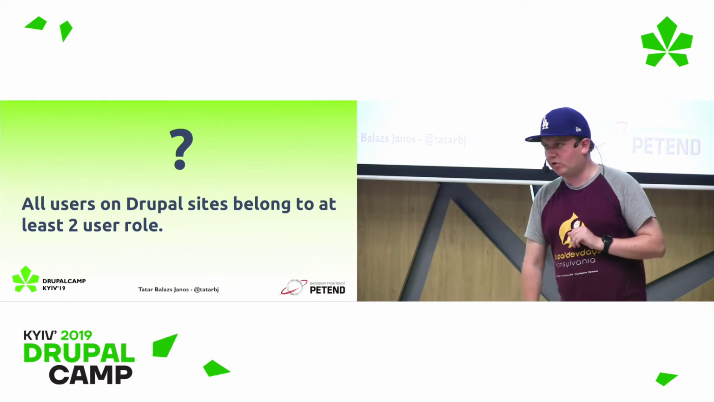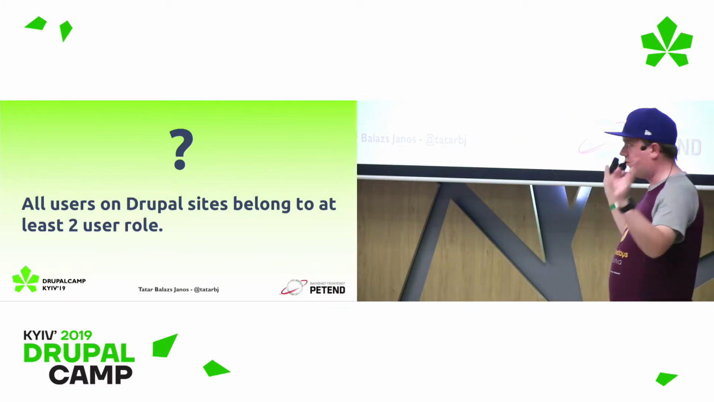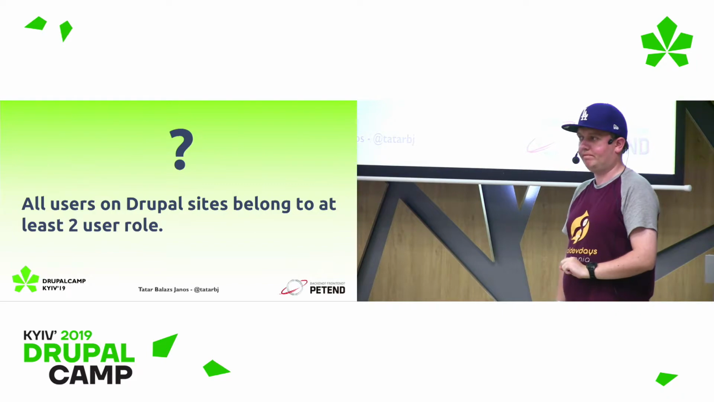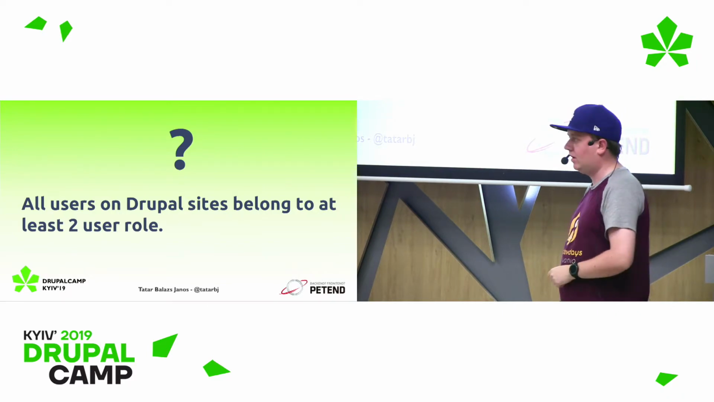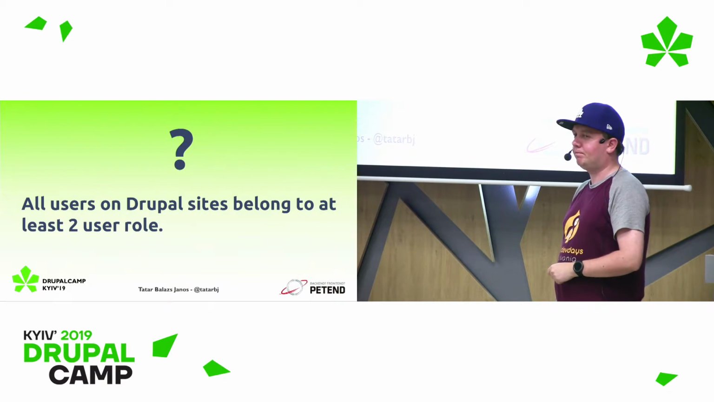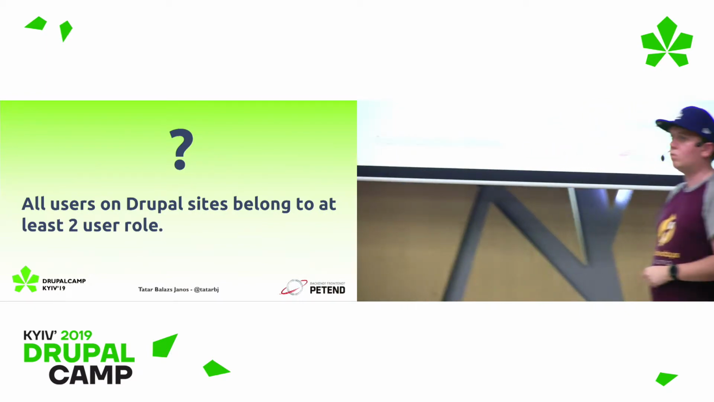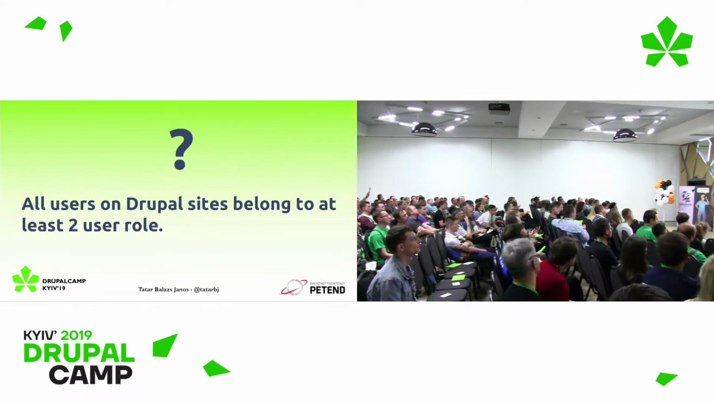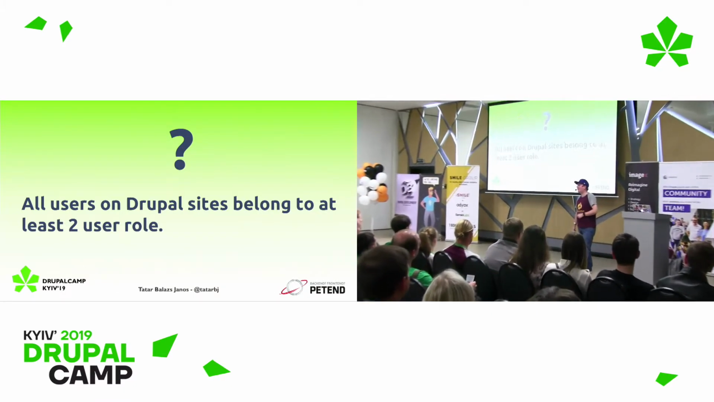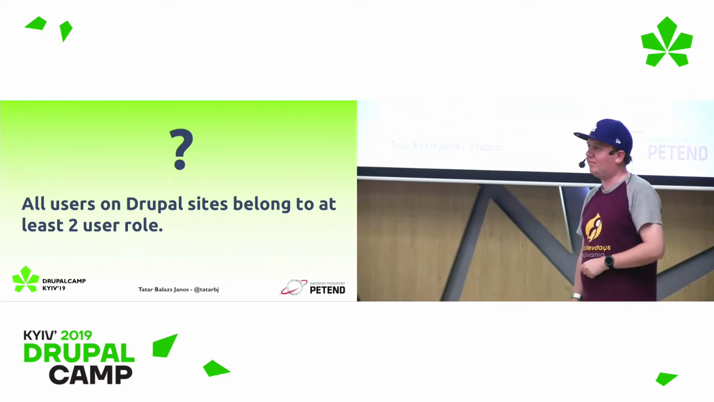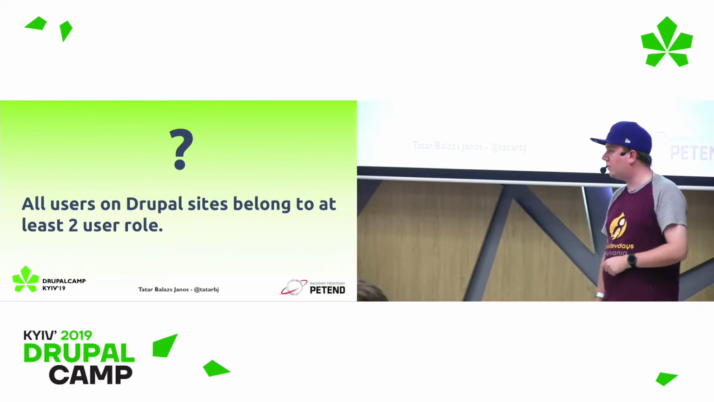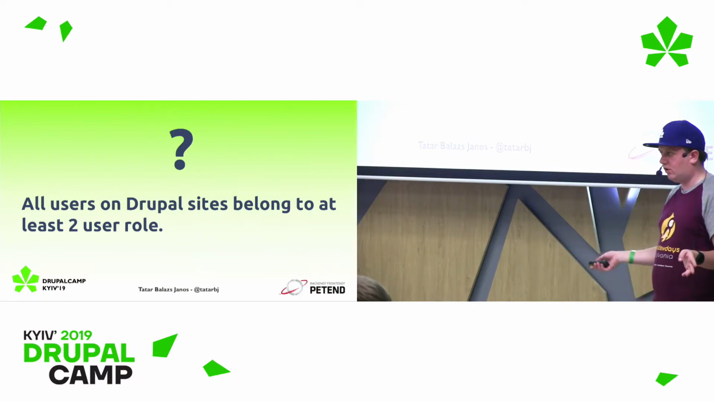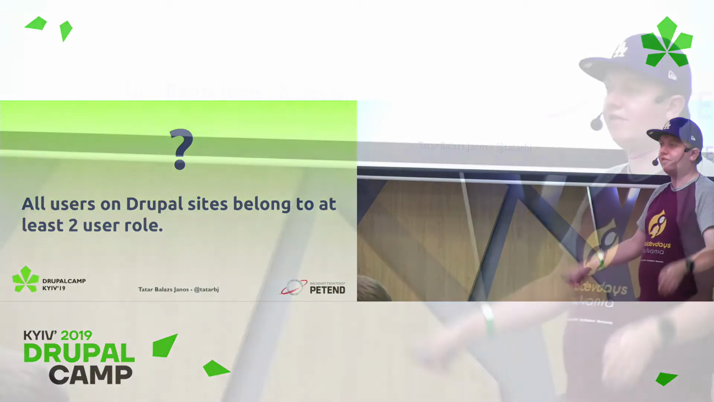Here comes a sentence. All users on Drupal X, so 7, 8, whatever, sites belong to at least 2 user roles. At least means minimum, just to be sure. Is it green or red? Okay, mainly red. Let me ask the ones who said green: what are those 2 roles, please? So one could be the anonymous role. That's for sure. Everyone has that non-authenticated user role. But which one is the other one?